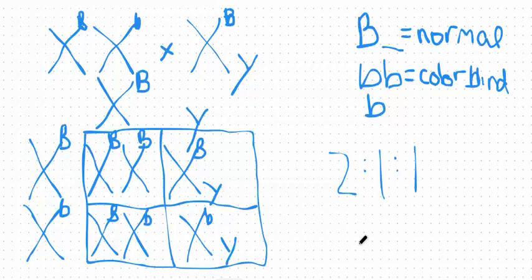So this is an example of how you solve a genetics problem when it's X-linked, meaning that it's on a region of the X chromosome for which there is no homologous region on the Y.